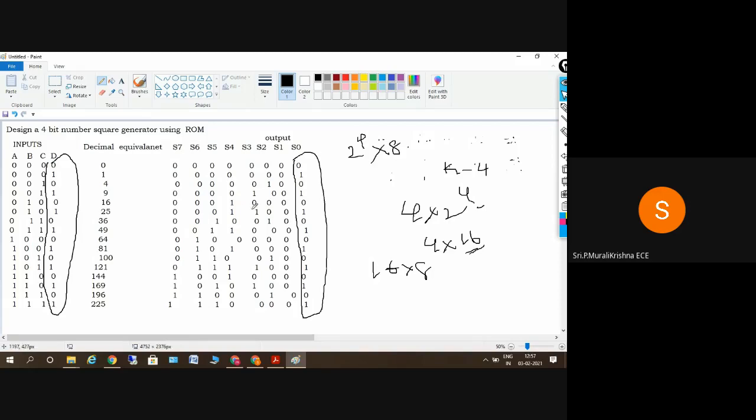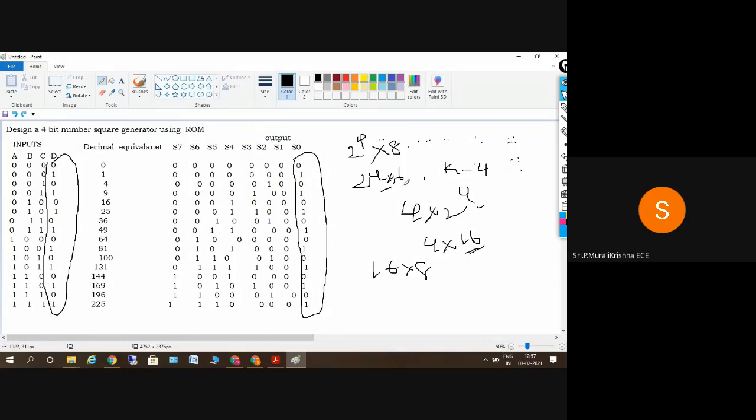So what we can do here is eliminate some of these OR gates. Instead of using the OR gates, we can eliminate these two. We can make S1 a 0, and S0 is connected to D. So out of 8 outputs, 2 outputs are eliminated, and a 2 power 4 into 6 ROM can be designed here.